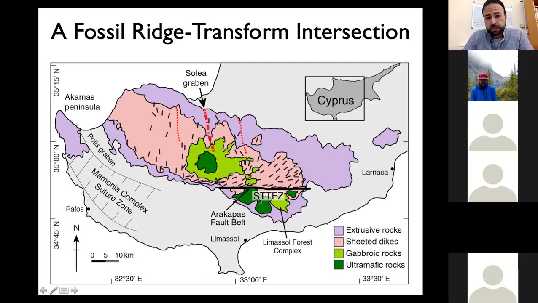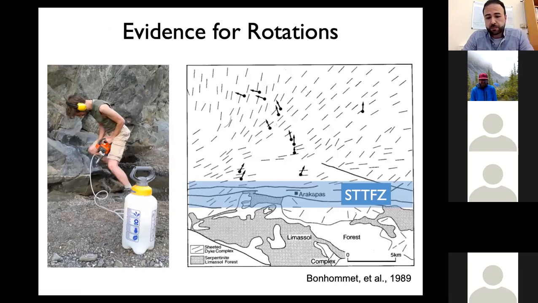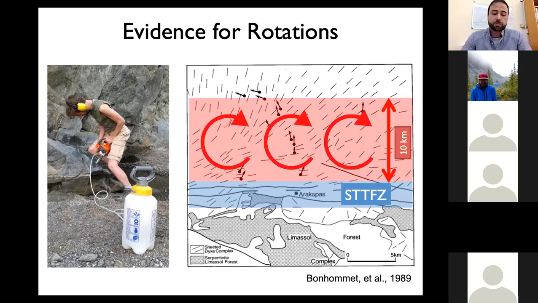So what has been observed in the past is that the dike orientation, which is this pink unit here, should be parallel to the spreading axis, which is indicated here by the Solea graben. So the dikes, when they approach the transform, they bend to get almost parallel to this transform fault. And this has been studied by several people, and they have realized that indeed the trend of the dikes, which looks more east-west, is affected by strong clockwise rotations.